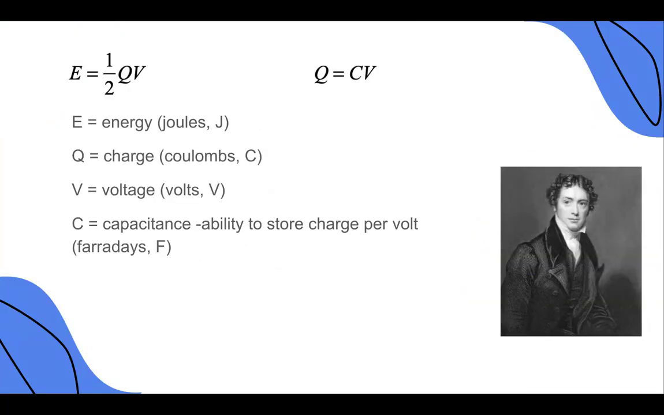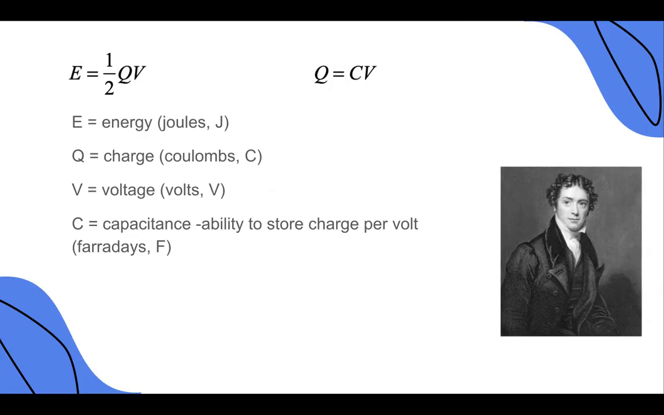Moving on, you can see on the right, this quite handsome fella is called Michael Faraday. And the reason why he's here is because the unit for capacitance is the farad, right? It's F. So as I've mentioned before, Q equals CV is the fundamental formula for capacitance, and it is the ability to store charge per volt.